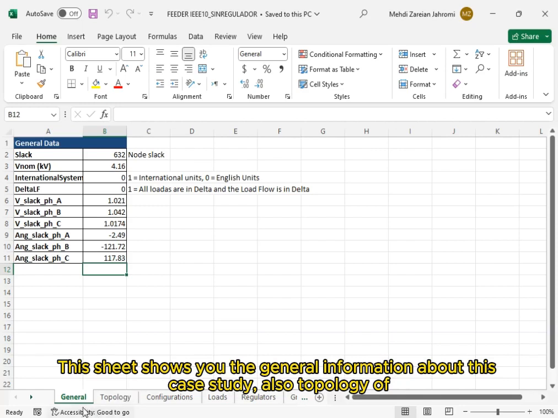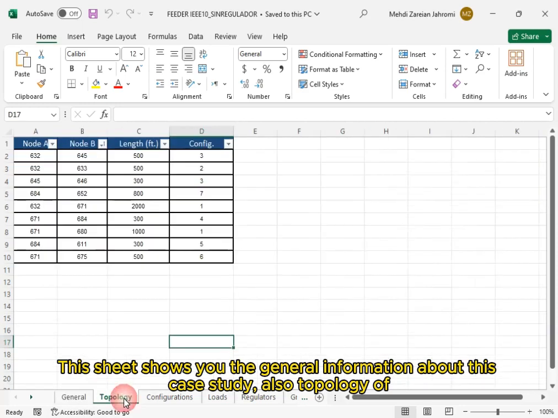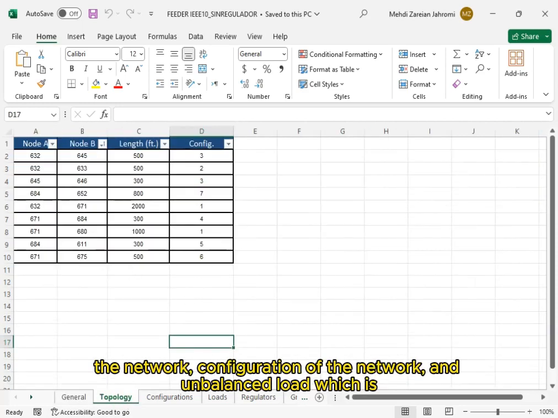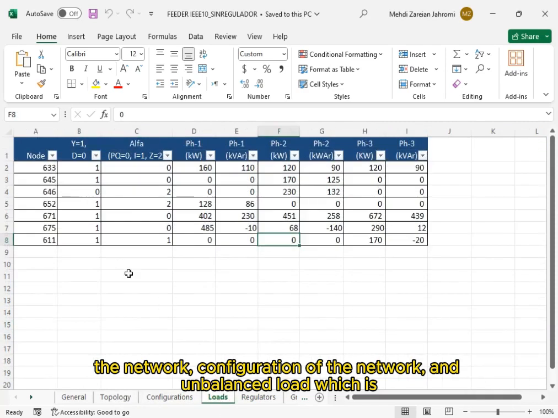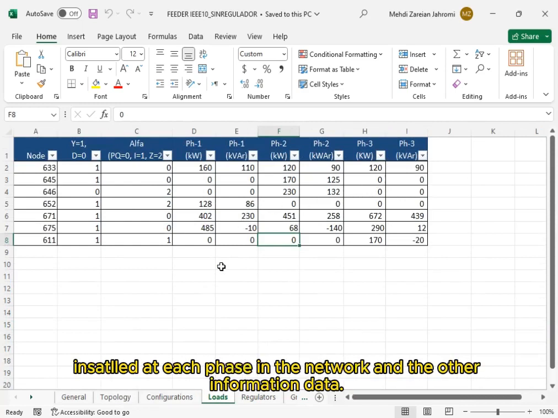This sheet shows you the general information about this case study, also the topology of the network, the configuration of the network, and the unbalanced load which is settled at each phase in the network, and other information data.